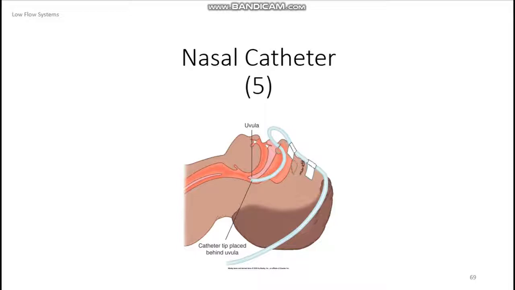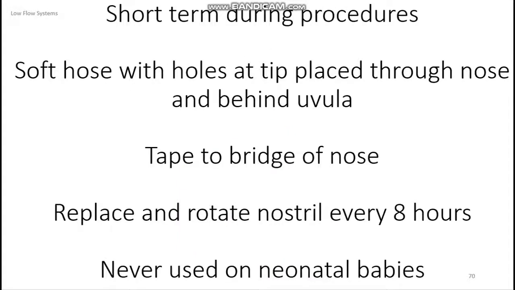Nasal catheter is short-term during procedures. It has a soft hose with holes at the tip, placed through the nose and behind the uvula. Then it is taped to the bridge of the nose. You must replace it and rotate nostrils every 8 hours. They are never used on neonatal babies.